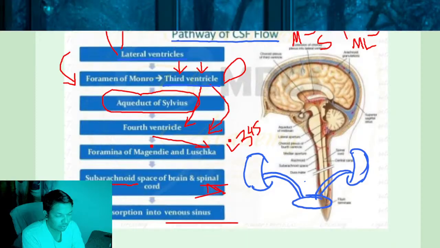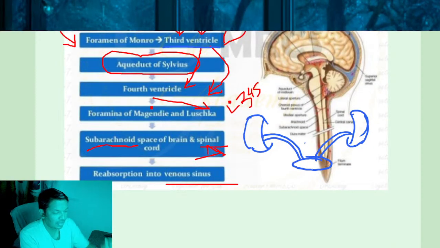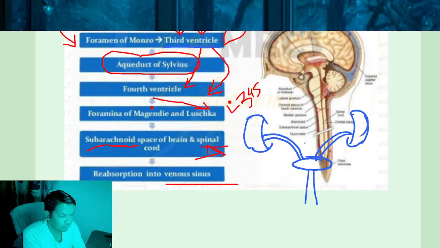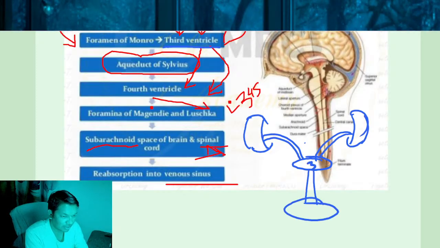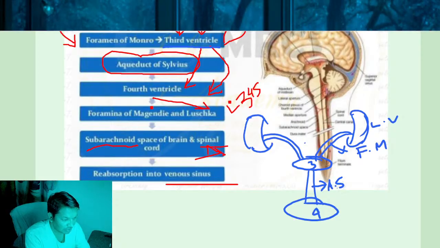Then from the third ventricle they go to the fourth ventricle. Suppose this is the fourth ventricle. This is only for understanding, not the exact picture. This is the third ventricle, this is the lateral ventricle. From the third ventricle to the fourth ventricle, they come through the aqueduct of Sylvius.